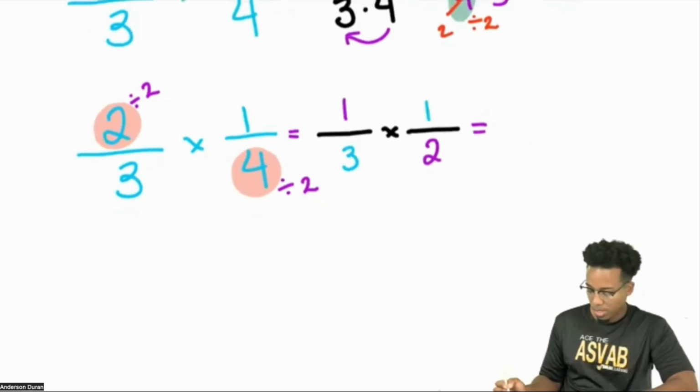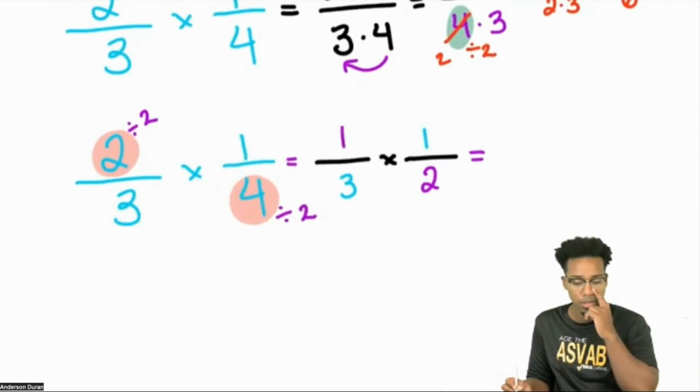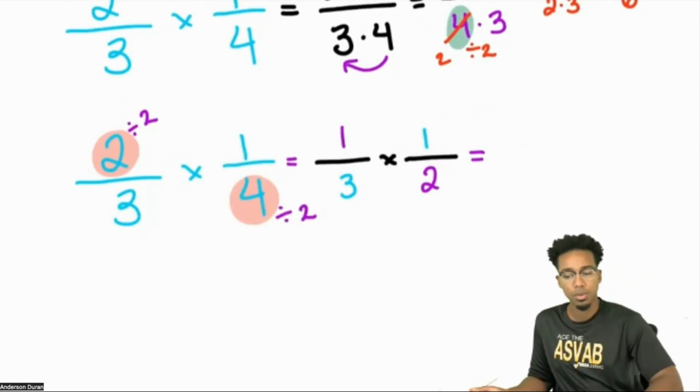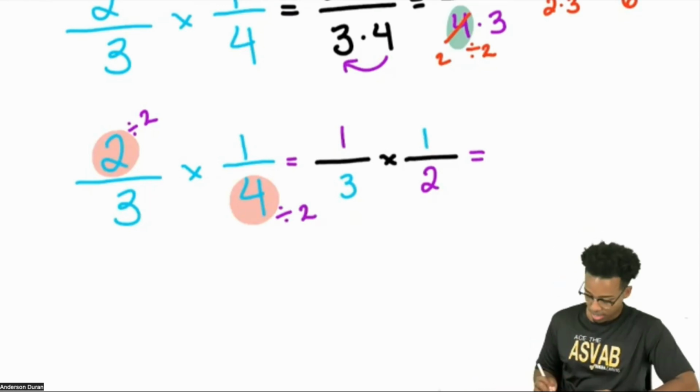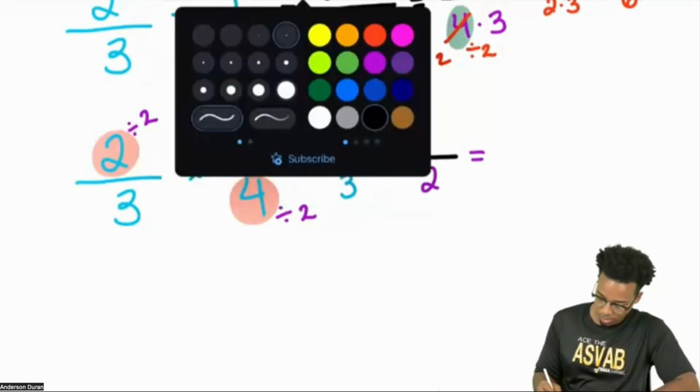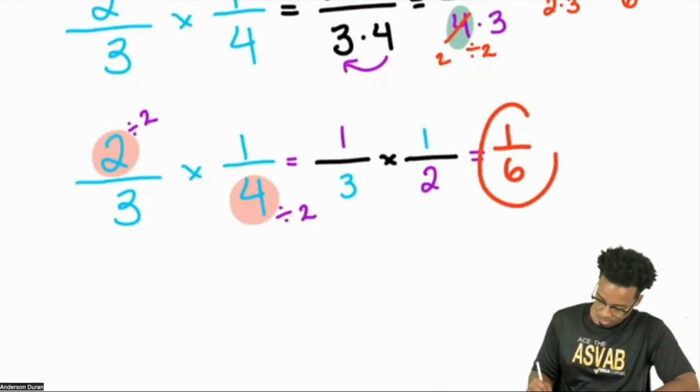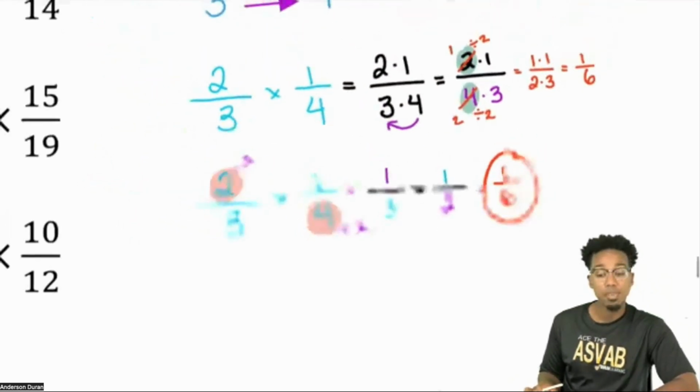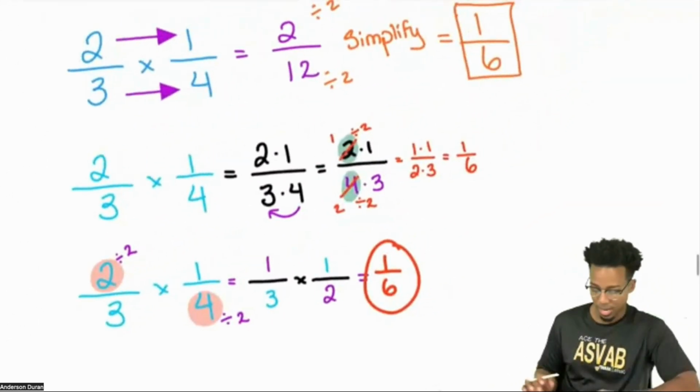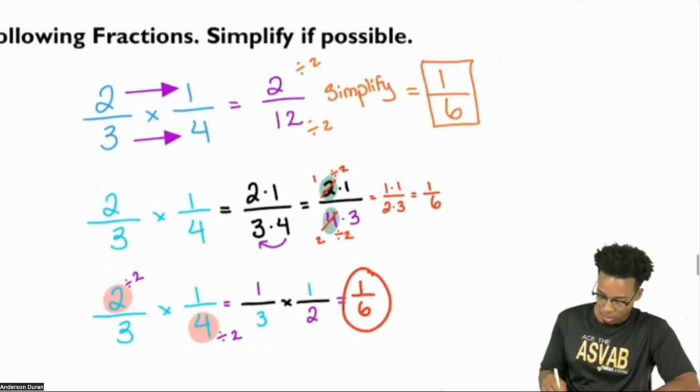Everybody, what is that going to turn into? What's 1 over 3 times 1 over 2? What's that going to give us? Right, straight up, that's going to give us 1 over 6. Done. You can simplify first before you multiply. This is the original way that we just did.